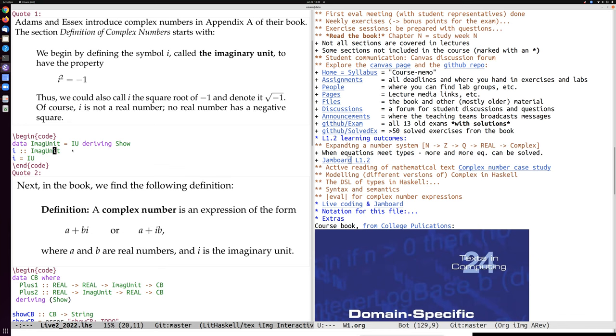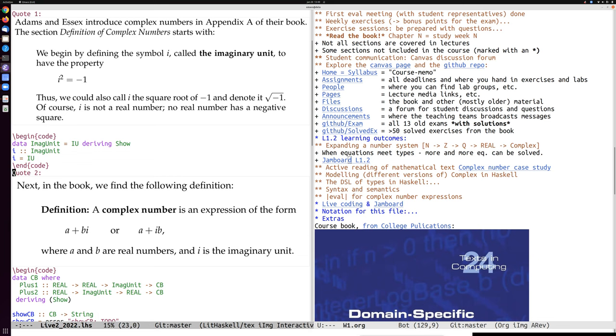Okay, move to the second quote. Then it defines a complex number as an expression of the form a plus bi or a plus ib, where a and b are real numbers and i is the imaginary unit. So this is not a good definition of complex numbers, I would say, knowing what complex numbers are, but let's run with it and see where we go.